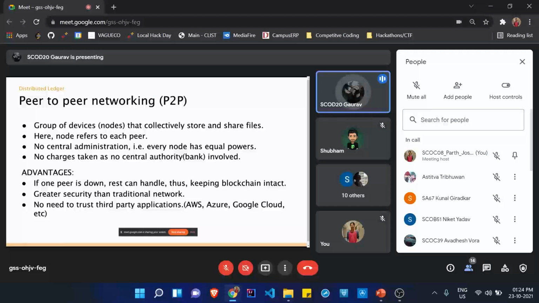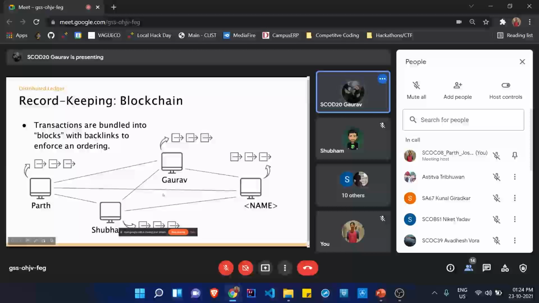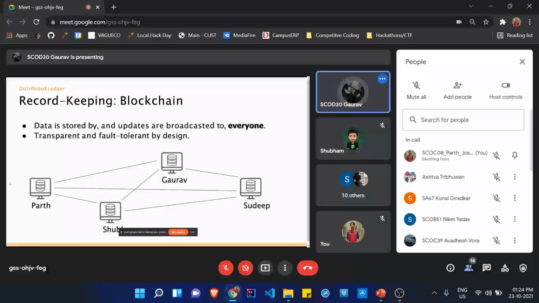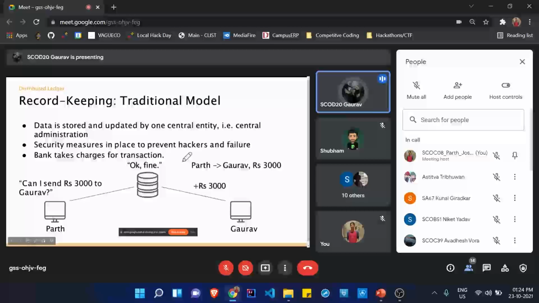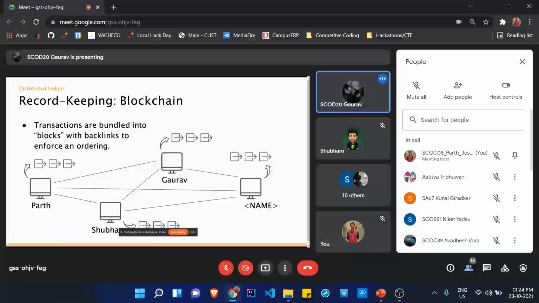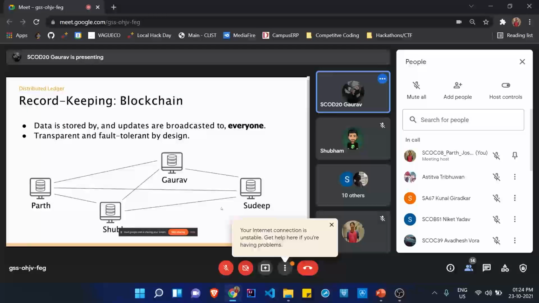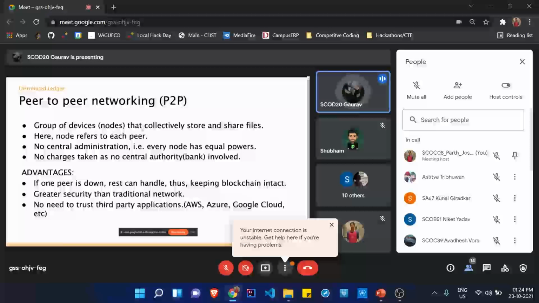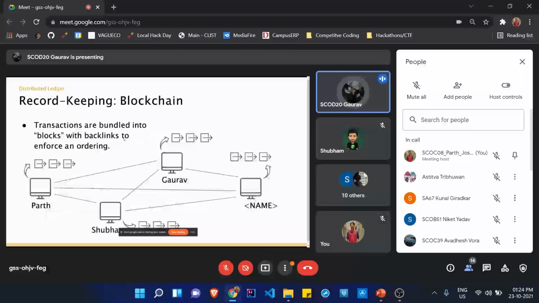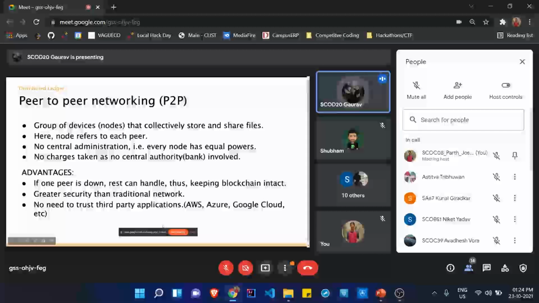So what is this peer-to-peer model we are talking about? As we discussed earlier, peer-to-peer is this chain that I drew between Parth and Gaurav without the middle guy. So what group of devices, nodes, means the people. In this case, Parth, Gaurav, me, Shubham, each is a node of this blockchain. This is a blockchain. Collectively store and share files.